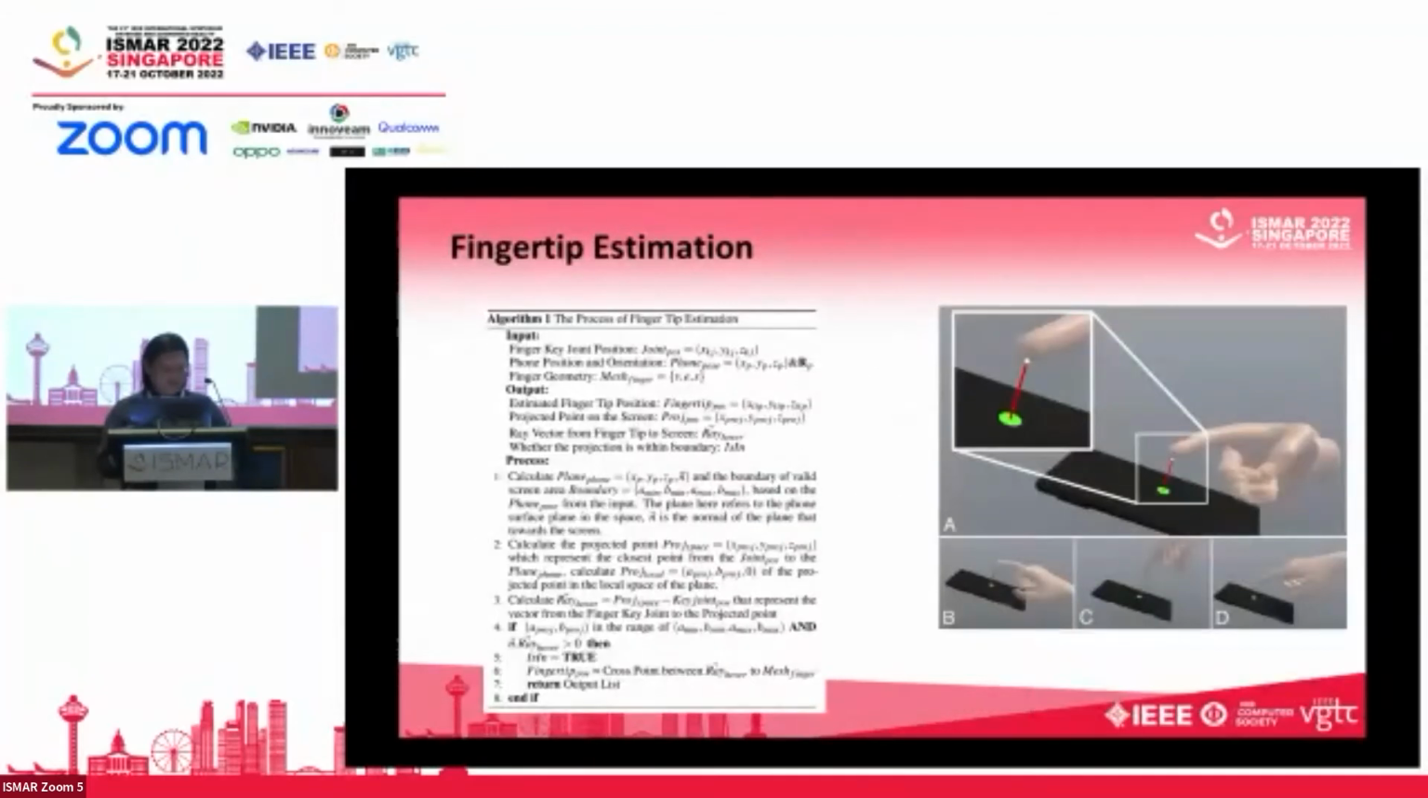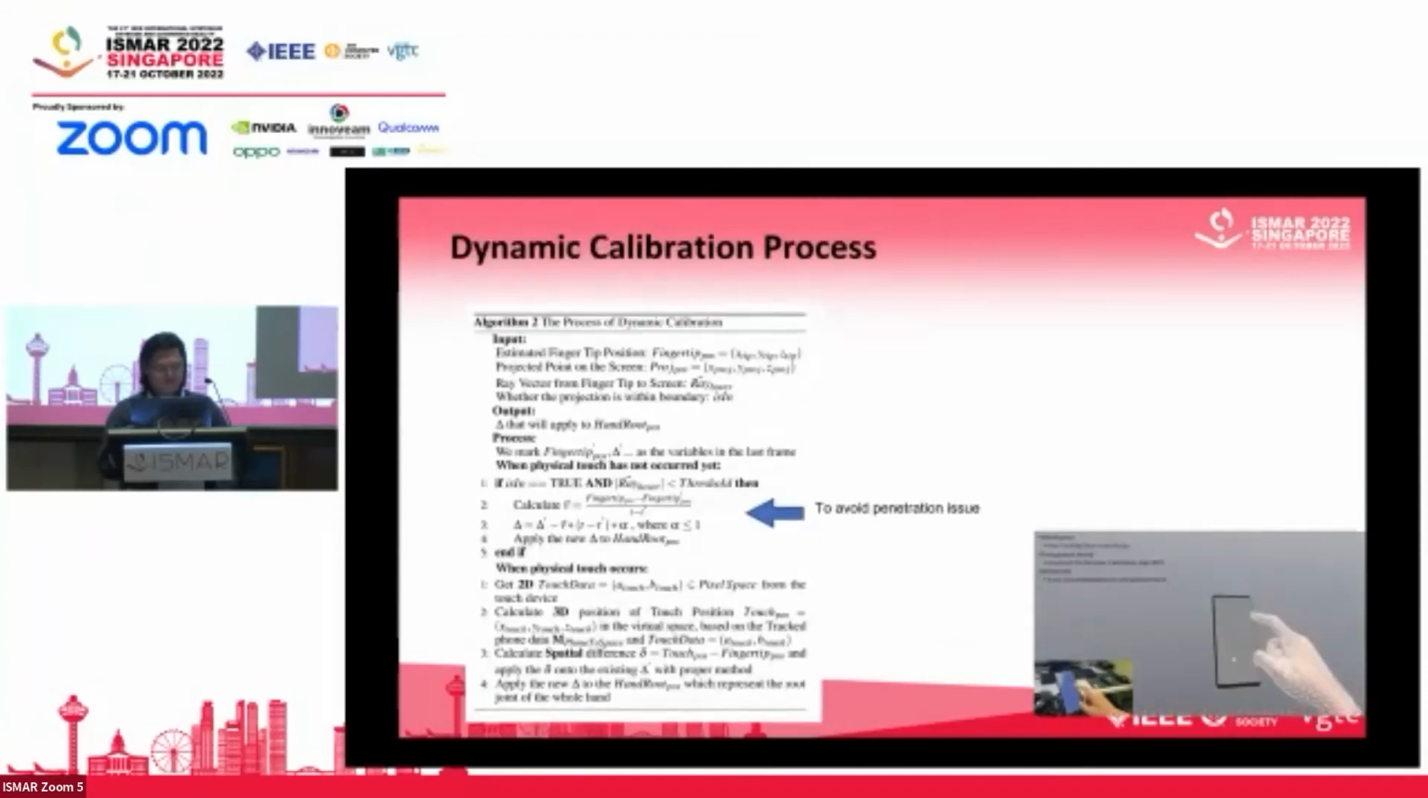This slide is basically copy-pasted from our paper to show how the process goes. This part of the dynamic calibration process is something we are trying to use to avoid the penetration issue. That's why we need to calculate the velocity here.